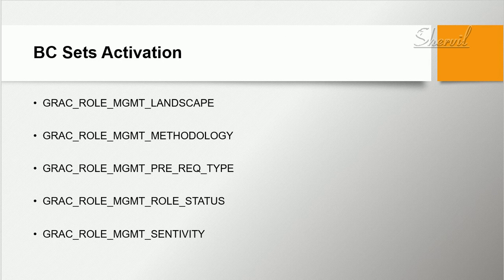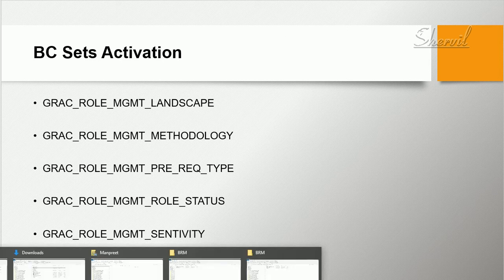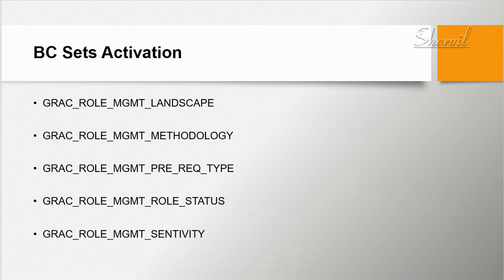Now you basically have 5 BC sets that you would need to activate for BRM. So these are the 5 BC sets that you need to activate. What these BC sets contain, we will see in our demo video when we try to activate these BC sets.